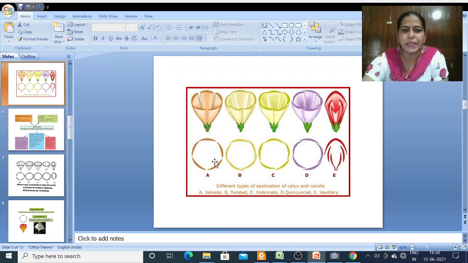So here you can see this is the valvate. We will do each one of them individually. So this is valvate, this is twisted, this is imbricate over here, this is quincunxial, and this is the vexillary, right? And this is how you can see them in the case of the real flower.